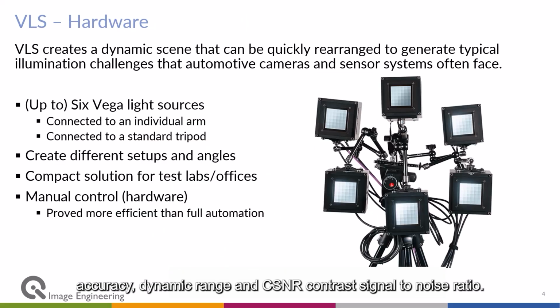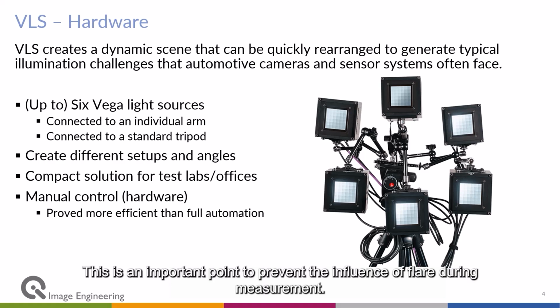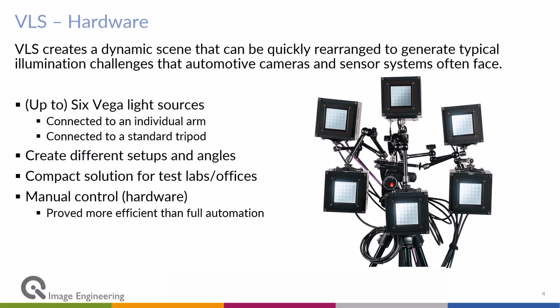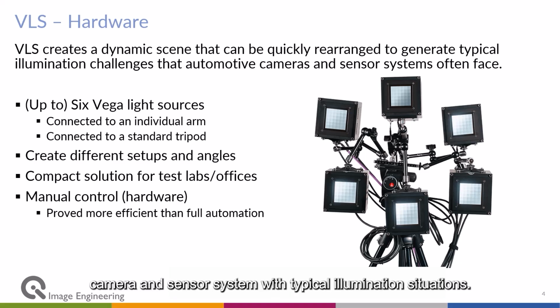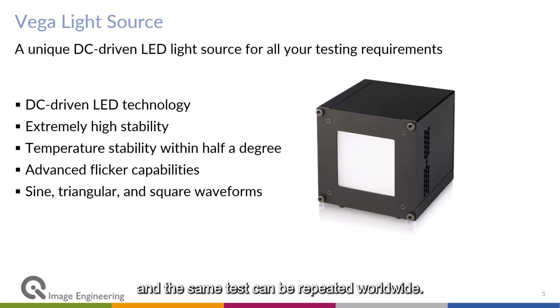The VLS consists of 6 Vegas. These are connected by individual arms. This enables flexible alignment of the light source. This is an important point to prevent influence of flare during measurements. With the VLS, you can challenge your automotive camera and sensor system with typical illumination situations. The entry setup is compact, and the same test can be repeated worldwide.